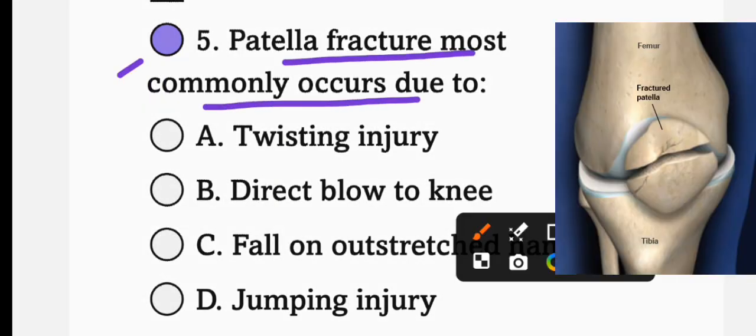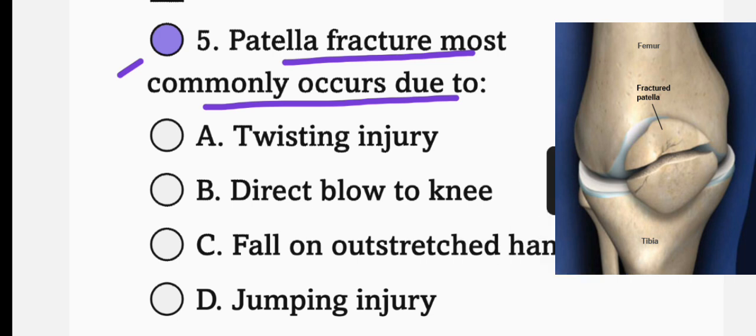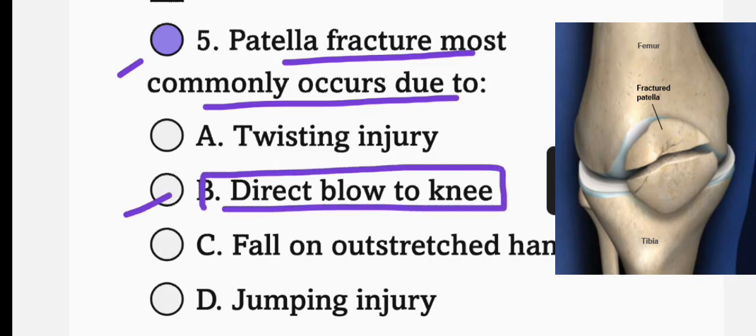Patellar fractures most commonly occur due to. The patella is a superficial bone. So when someone falls directly on the knee or gets hit on the knee, the patella fractures because it is superficial and absorbs the force. So it is seen as a direct blow to the knee. The correct option is B.